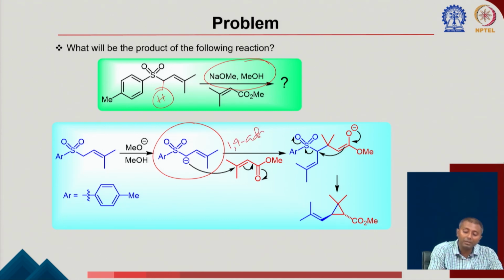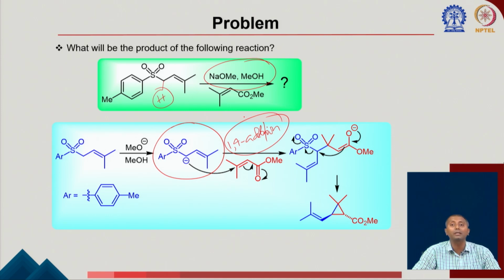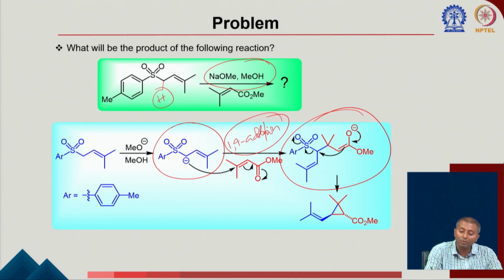Again, as I mentioned, if you have a stabilized versus unstabilized, a stabilized one is going to go for 1,4 addition, an unstabilized one is going to go for 1,2 addition. So that's why a 1,4 addition is going to happen here. And finally, after the 1,4 addition, the ester is going to form this compound. The O minus will come back, and the double bond will further come back, and so this enolate will come back and attack to get rid of the corresponding sulfoxide, to get to the corresponding cyclopropane.